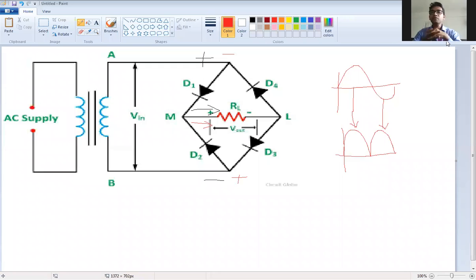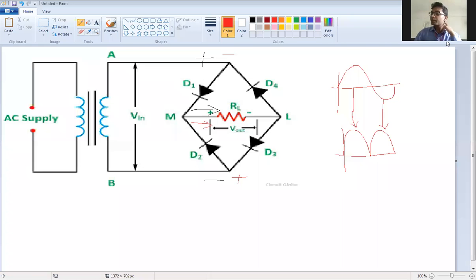in full wave bridge rectifier, we are having 4 diodes. Okay, so 4 diodes are there. D1, D3 are on in positive half cycle. D4 and D2 will be on in negative half cycle. So obviously D1, D3 will generate output for positive half cycle. D2 and D4 will generate output for negative half cycle. So this is the case for bridge rectifier.